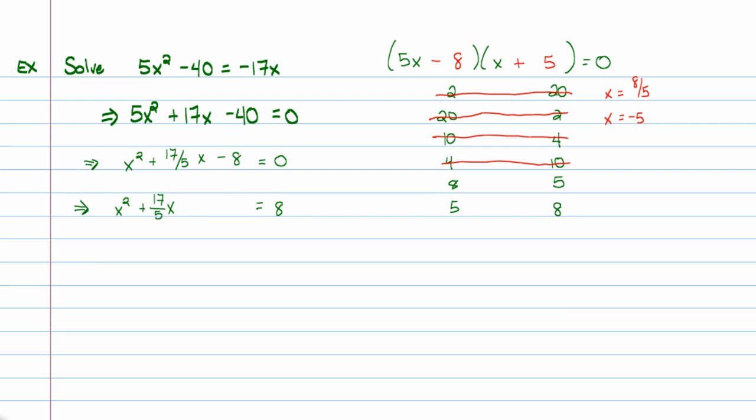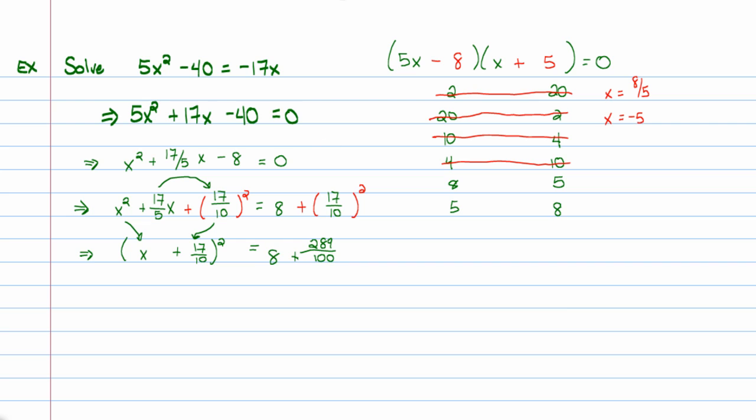And at this point, we're going to start completing the square. I'm going to add some number squared to each side. And that number will be half of this 17/5. That'll be a 17/10, actually. So here we go. I know that the left-hand side will factor to x plus 17/10 quantity squared. The right-hand side, that's going to be 8 plus 17 times 17 is 289. 10 times 10 is 100.